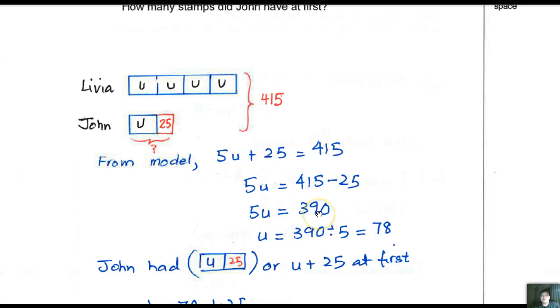Now what is very important, which I reminded most of you, is that we must find 1u. To find 1u, you can find many things. So 1u is 390 divided by 5 is 78. Right? So can you see here, John actually had this originally, 1u plus 25. At first he has so much. When he has taken away 25, he'll be left with 1u, which is 78.